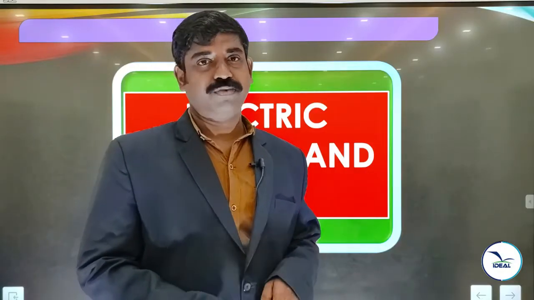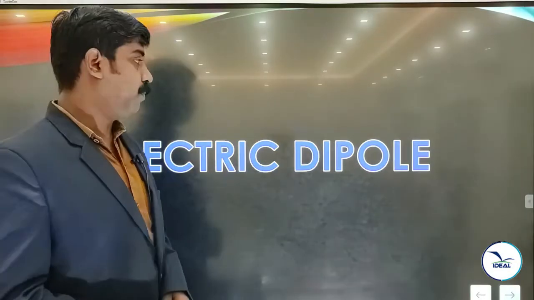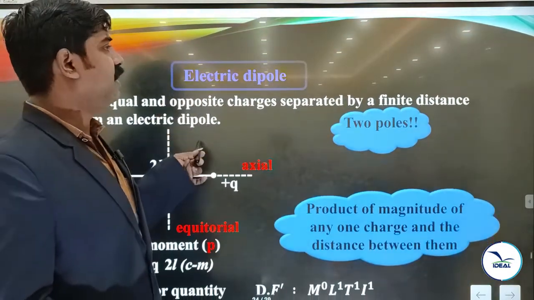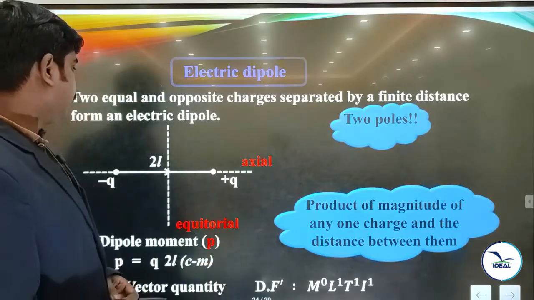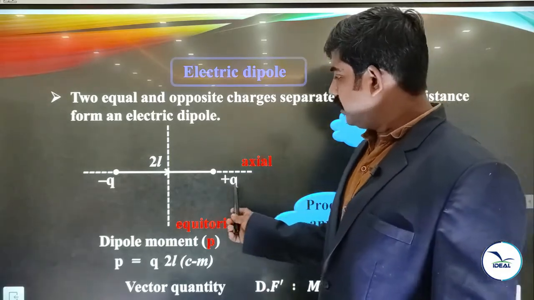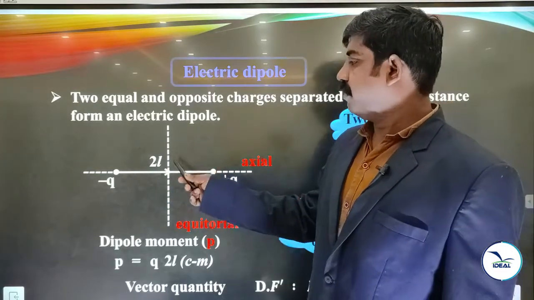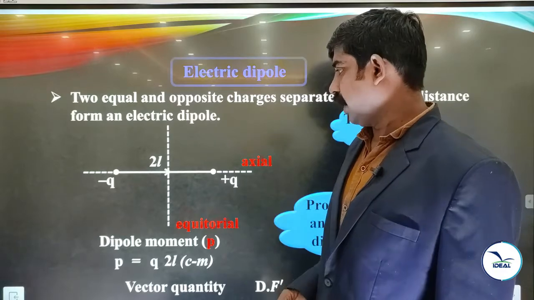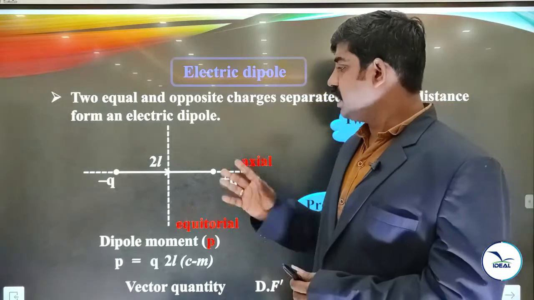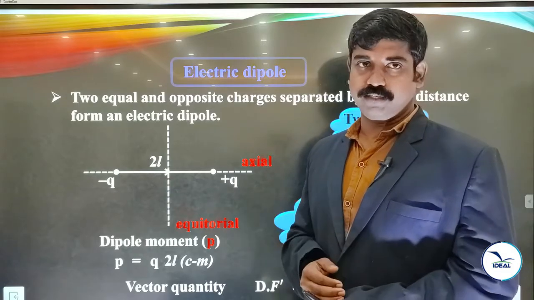Our next topic in electric charges and fields is the electric dipole. What is a dipole? Actually, it is an arrangement. We can consider two charges, minus q and plus q, separated by a small distance. It is denoted as 2L; sometimes it may be denoted as 2A. So an electric dipole is a particular arrangement of two equal and opposite charges separated by a small distance.